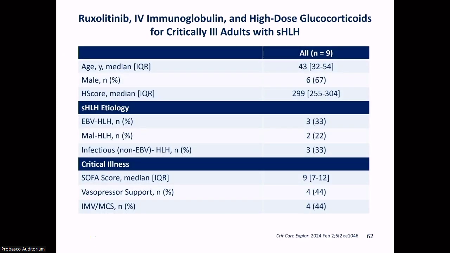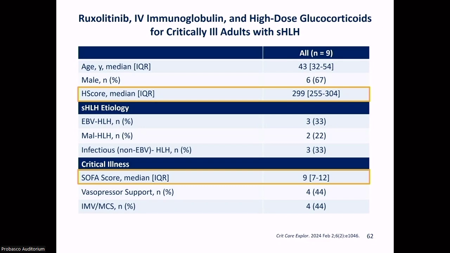Looking at their baseline characteristics, again, another small study, only 9 patients. We can see that the median age was 43 years old, and they did have a positive H score at 299. It's a pretty wide range of the types of HLH, including Epstein-Barr virus, malignancy, and infectious causes. And then these patients were also pretty sick.